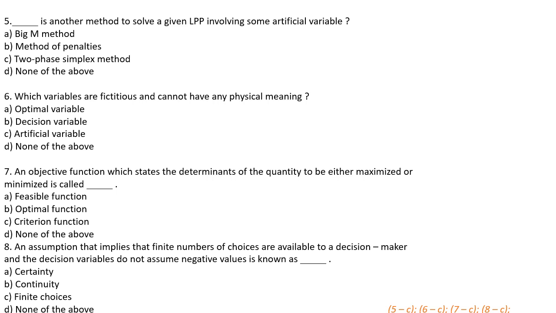An objective function which states the determinants of the quantity to be either maximized or minimized is called feasible function, optimum function, criterion function, D, none of the above. Correct answer option C, criterion function. An assumption that implies that a finite number of choices are available to a decision maker and decision variables do not assume negative values is known as certainty, continuity, finite choice, none of the above. Correct answer option C, finite choices.